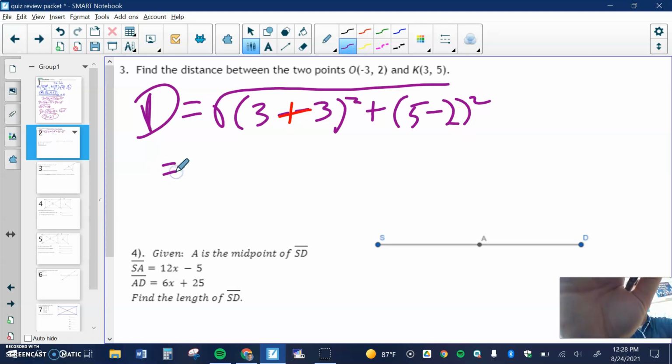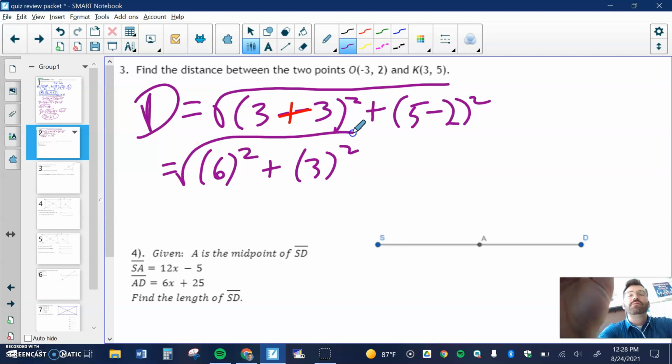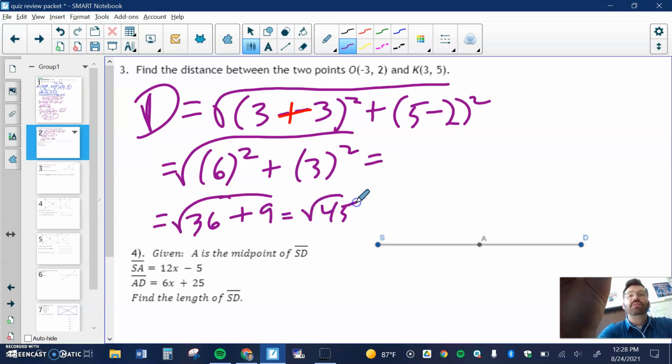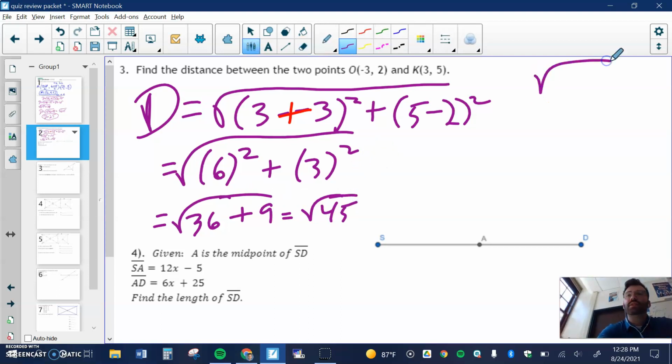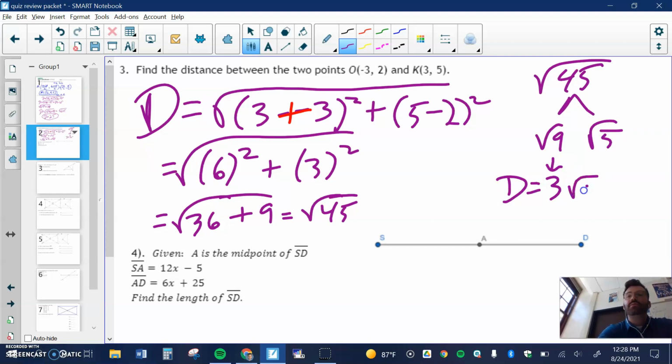All right. 3 plus 3, excuse me, is 6. 5 minus 2 is 3. So that's 36 plus 9, which is 45. Okay, 45 is not a perfect square, so that means I need to simplify 45. 45 is 9 and 5, so D equals 3 radical 5.